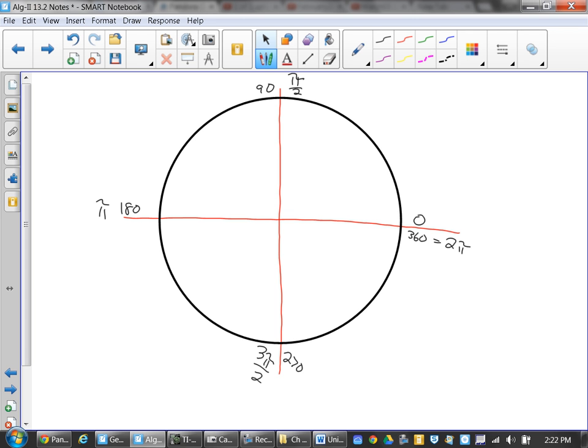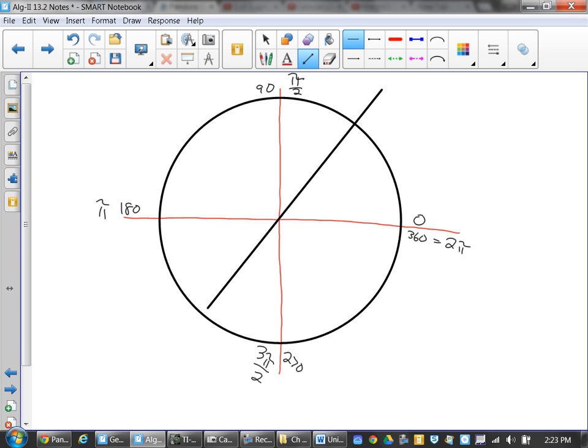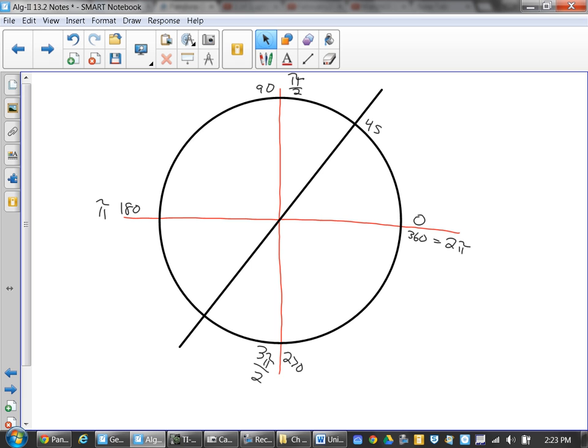All right, now let's get weird. 45 degrees. 45 degrees is halfway between pi over 2 and 0. So it is pi over 4. Because what's half of a half? A quarter. So this is pi over 4.